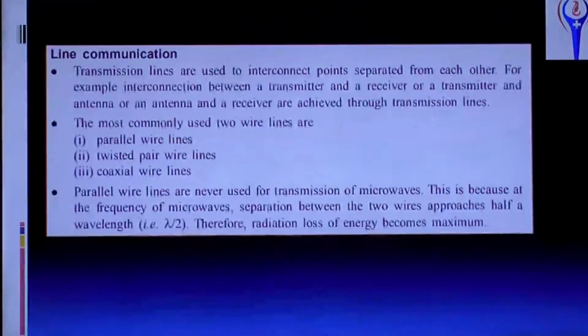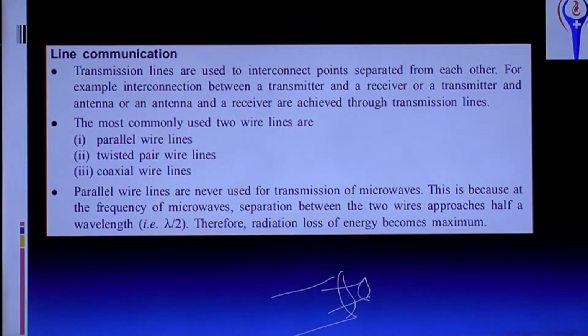Line communication, that is parallel wire communication, twisted pair wire communication, normal cable. Coaxial wire means this is a coaxial wire. Optical fiber is a coaxial communication. Twisted one, the normal wire we are using now, positive and negative, that is twisted wire communication. Parallel wire, two wire.